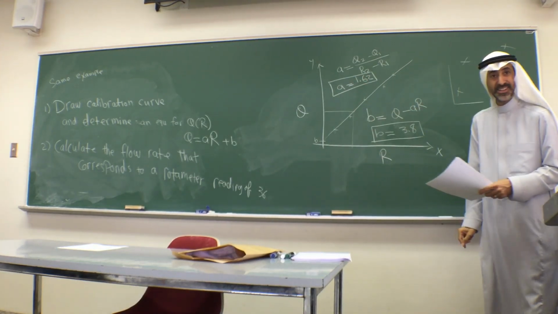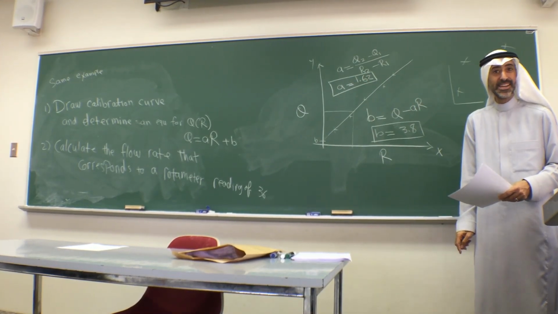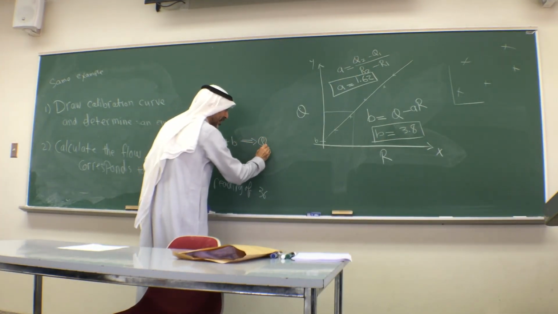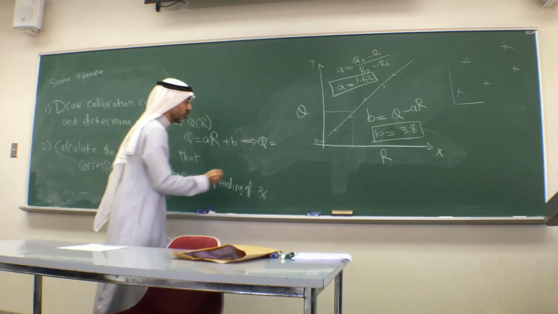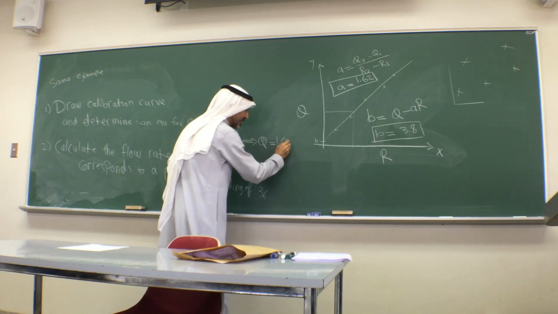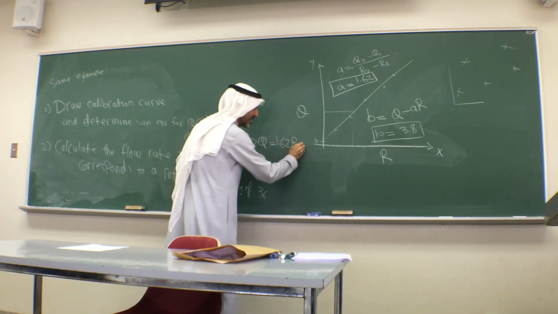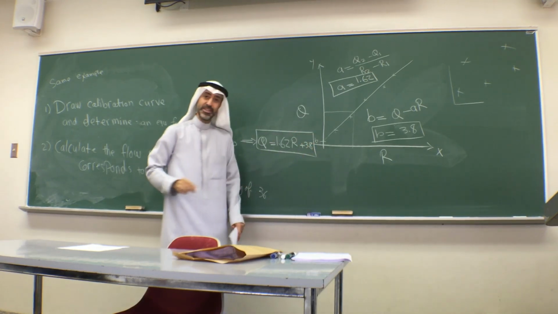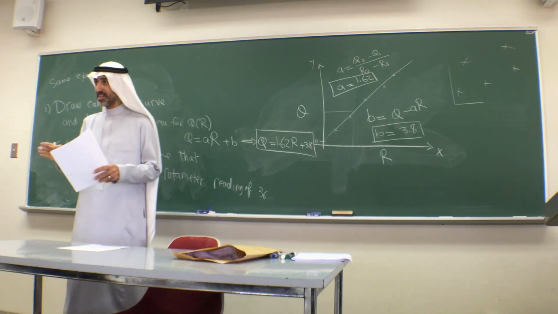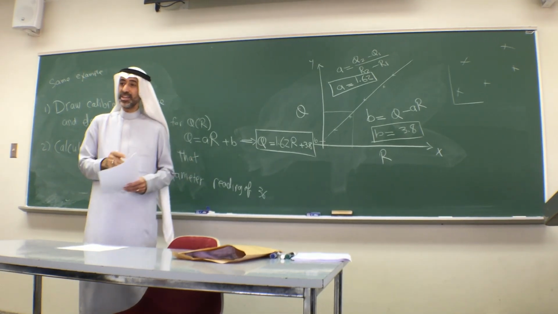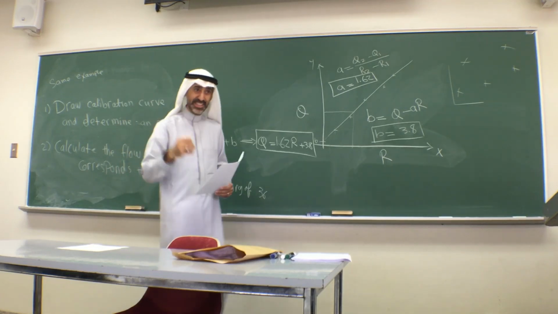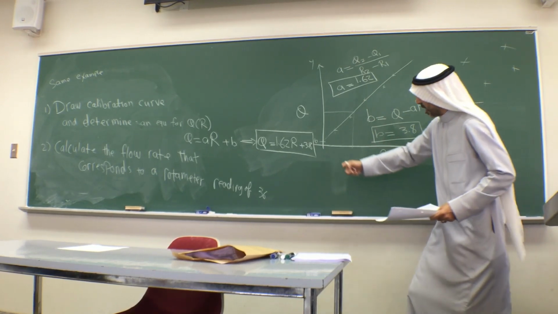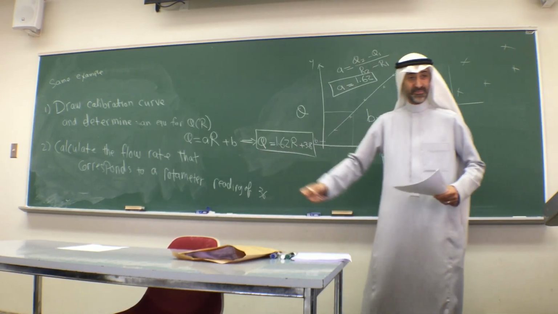So what do I have now? I have A and B, right? I can come to this equation and say my equation is Q equal 1.62 R plus 3.8. This is the equation that fits the data. So now, as I said in the last class, I don't have to go again to the lab to collect data. For any R, I can find Q.